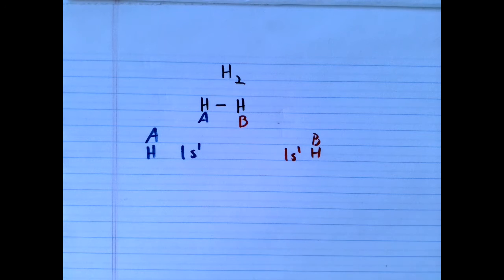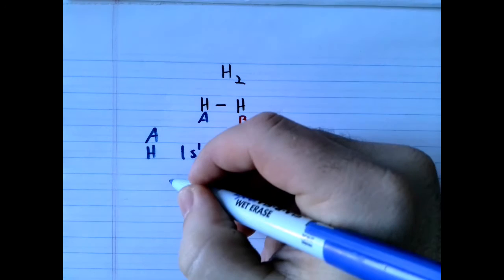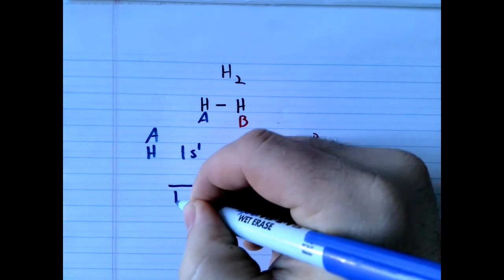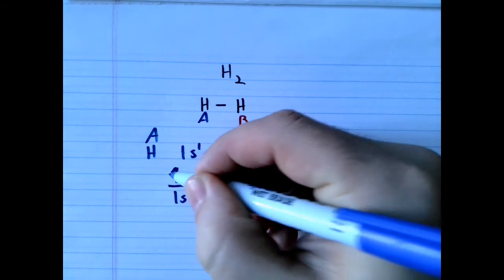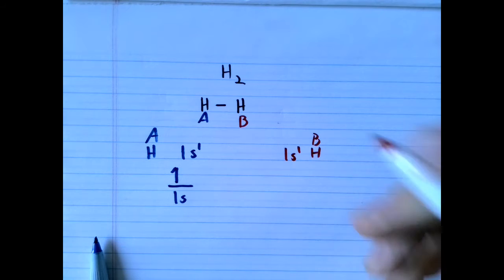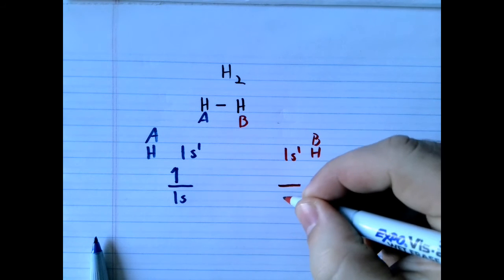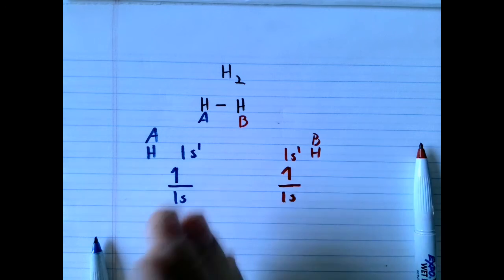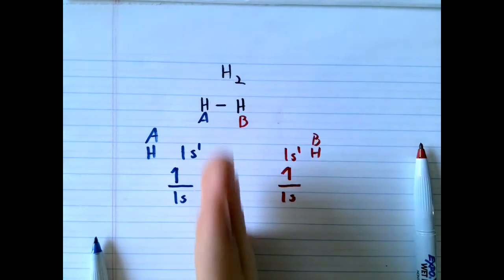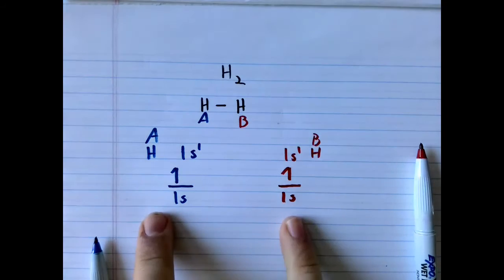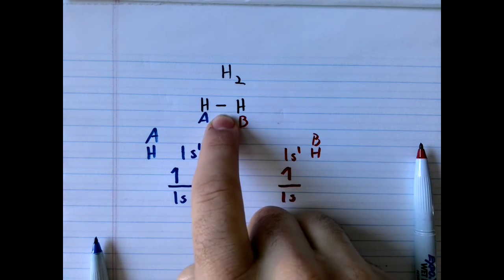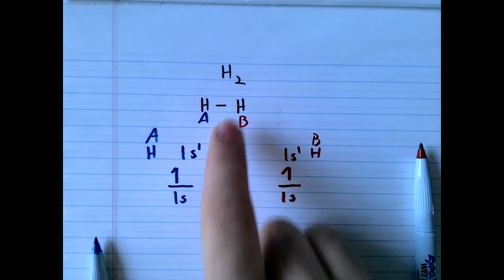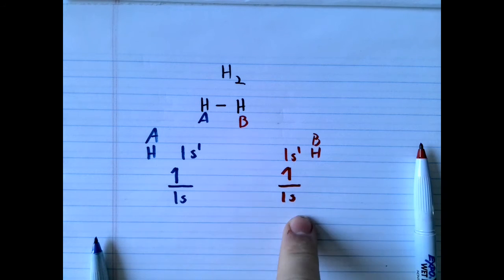If I write out their orbital diagrams, then it's going to look something like this. Right? I've just got a single electron in each one of these, 1s. So this is how they would look separated. If I put a line between these two, this is how they would look separated. But they're not separated. These two are bonded. Both of these are not stable on their own.